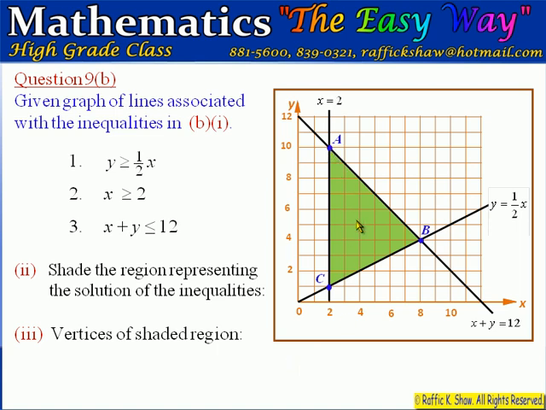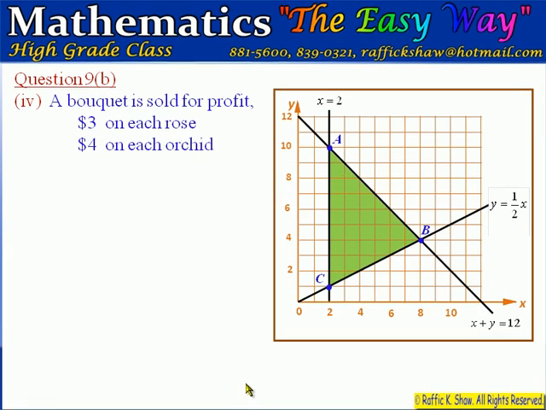So these are the three vertices of this common region. A is the point (2, 10), B is the point (8, 4), and C is the point (2, 1). So we can go ahead and write those three coordinates. A is the point (2, 10), B is (8, 4), and C is (2, 1). So that's the answer for part 3. Let's move down now and answer part 4.